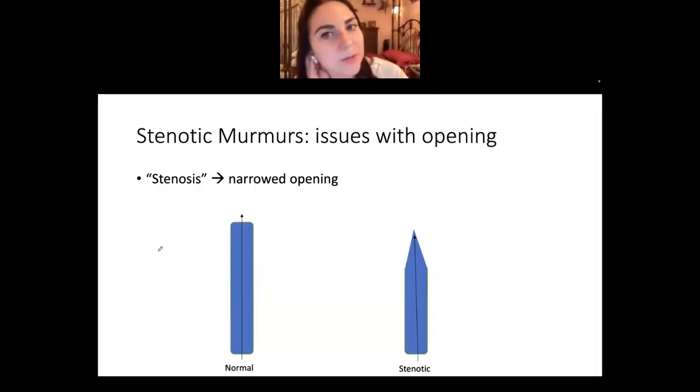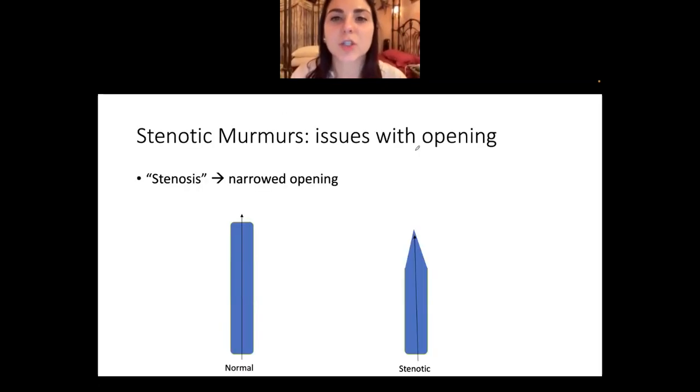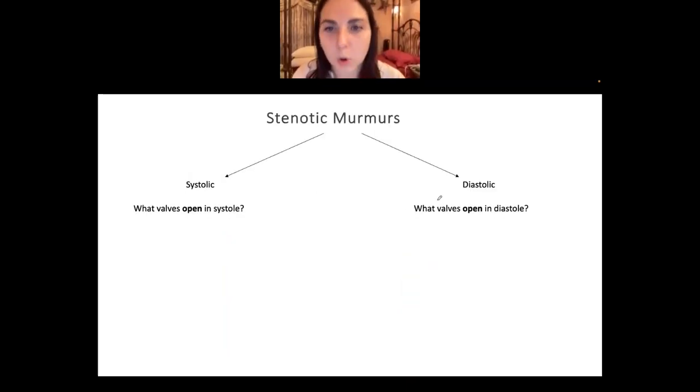But with stenotic murmurs, like I said, you're going to hear the murmur on forward flow, meaning when it's trying to open up the valve, because stenosis is a narrowed opening. So if this is what it's supposed to look like normally, this would be a tube that's stenotic. It's narrowed. You can have stenotic murmurs during systole and you can have stenotic murmurs during diastole. With stenotic murmurs, the issue is with opening. So what valves are open in systole?